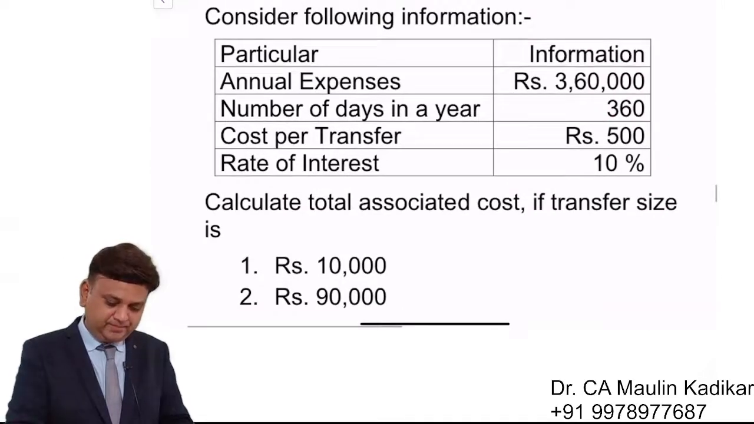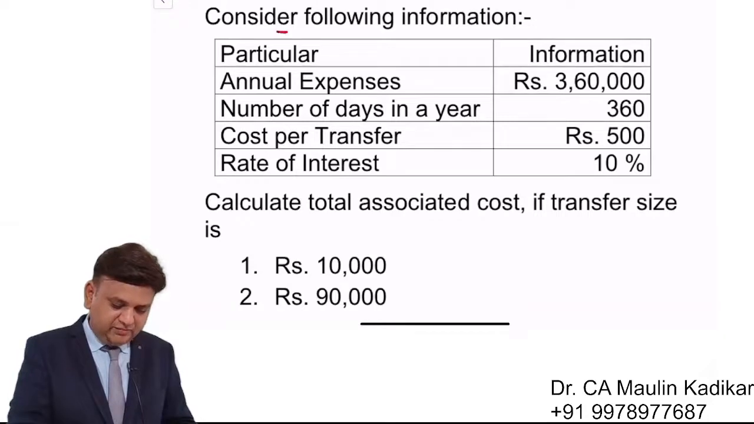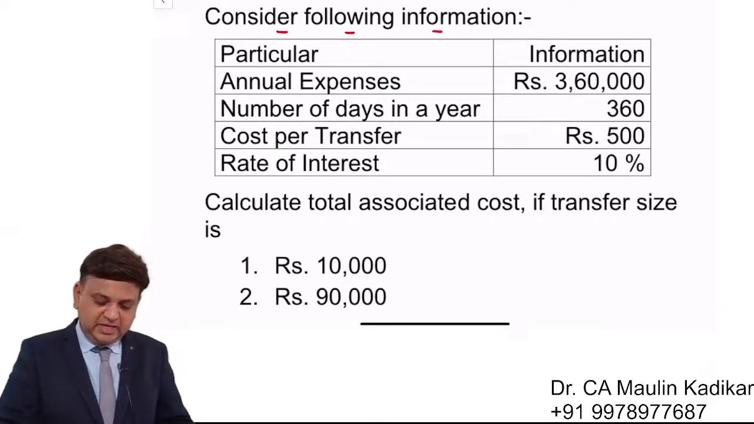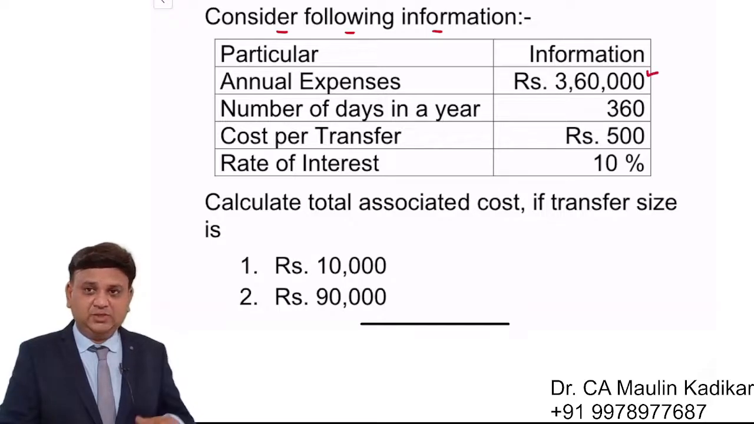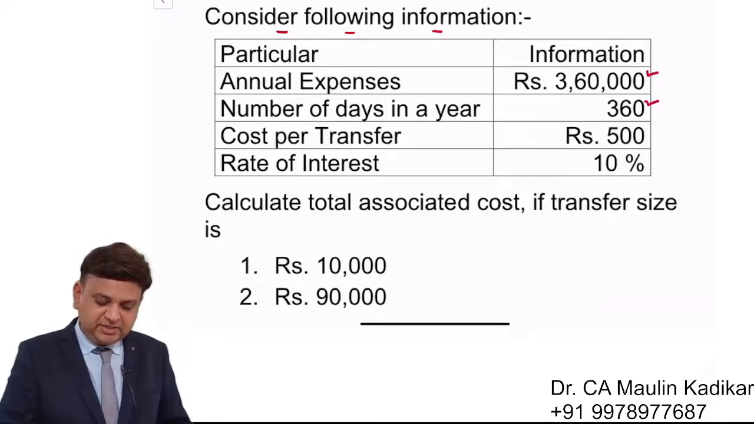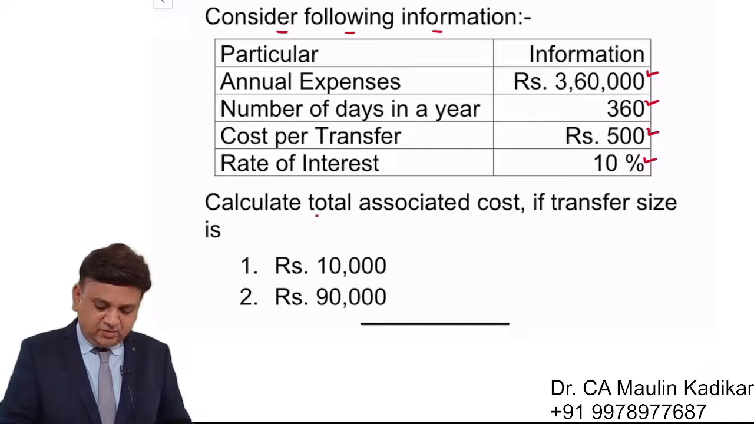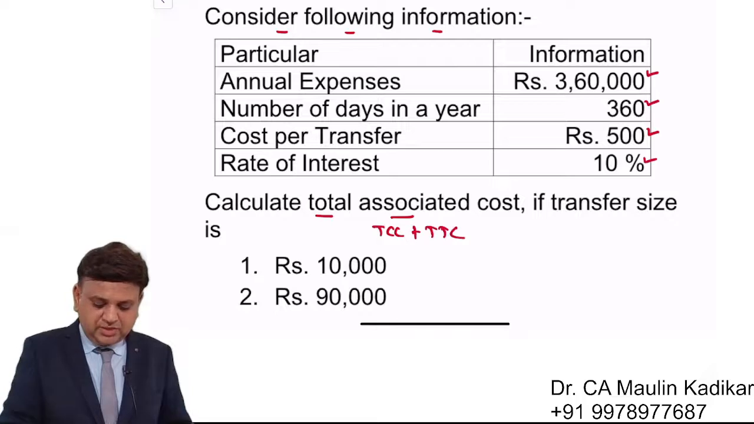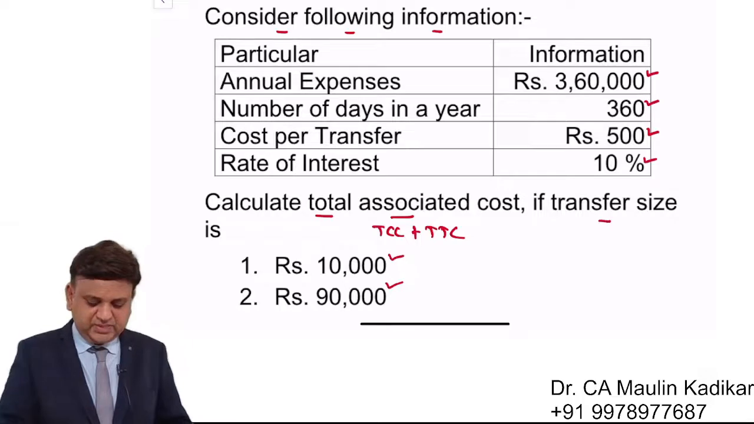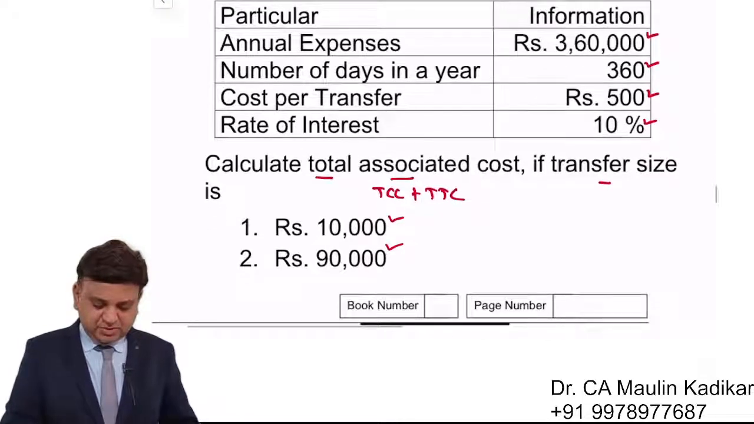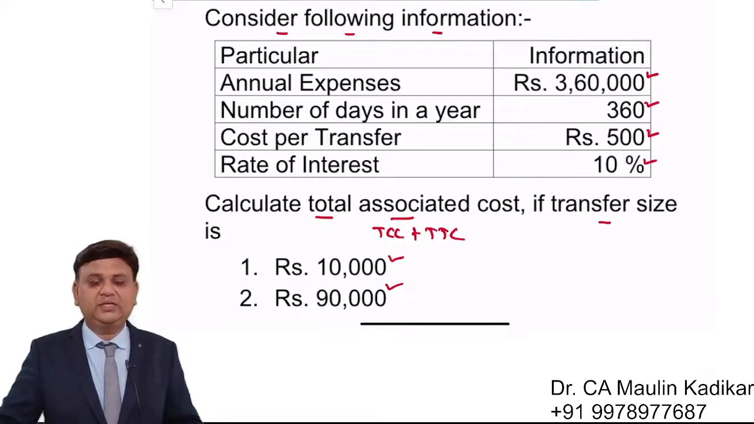Question number 2A. Consider following information. Annual expense of the company 3,60,000. There are 360 days in a year. Cost per transfer is 500. Rate of interest is 10%. Calculate total associated cost, means total carrying cost plus total transfer cost, if the transfer size is 10,000 and if transfer size is 90,000. That is the question. I request you to calculate the answer and put your answer in the chat box.